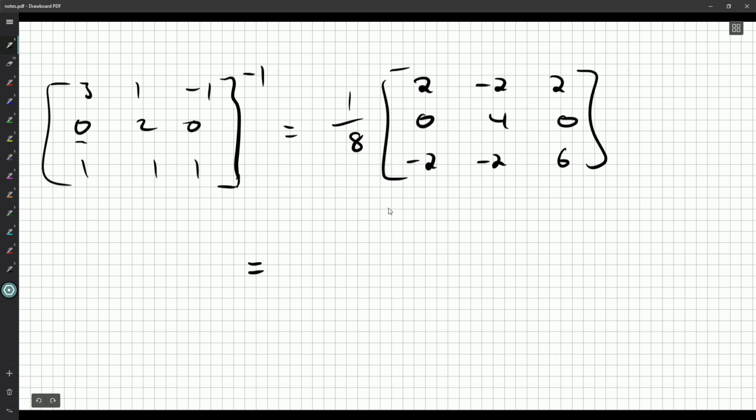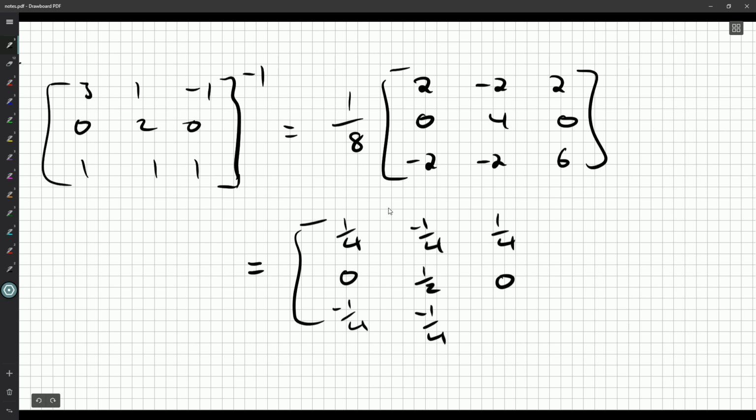Probably because we have an even row here, but maybe that's even row and then everything else is odds, but that might be the connection. Anyways, so a factor of 2 from 8 will cancel out. We'll just get 1/4, negative 1/4, 1/4, 0, 1/2, 0, negative 1/4, negative 1/4, and 3/4. Okay, lots of fractions there, but only at the very end, which is something I like about this adjoint method.